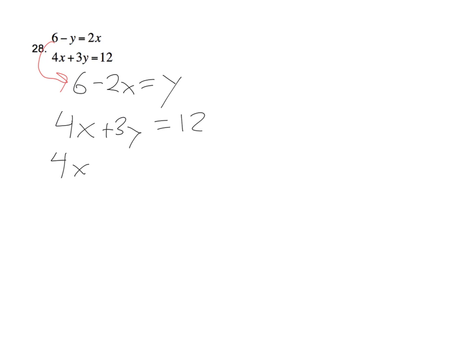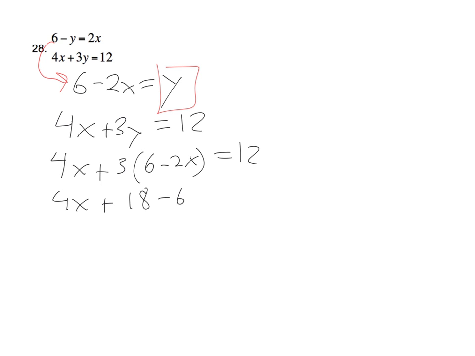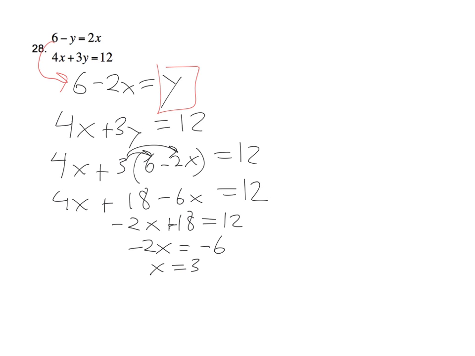So I'm going to say 4x plus 3 times 6 minus 2x, right? Because that's what y is equal to. And that's going to be equal to 12. I'm going to go and distribute that 3. So 4x plus 18 minus 6x, multiplying that 3 by both of those terms, is equal to 12. So we have negative 2x plus 18 equals 12. Negative 2x then is equal to negative 6. So x is equal to 3 in this case.